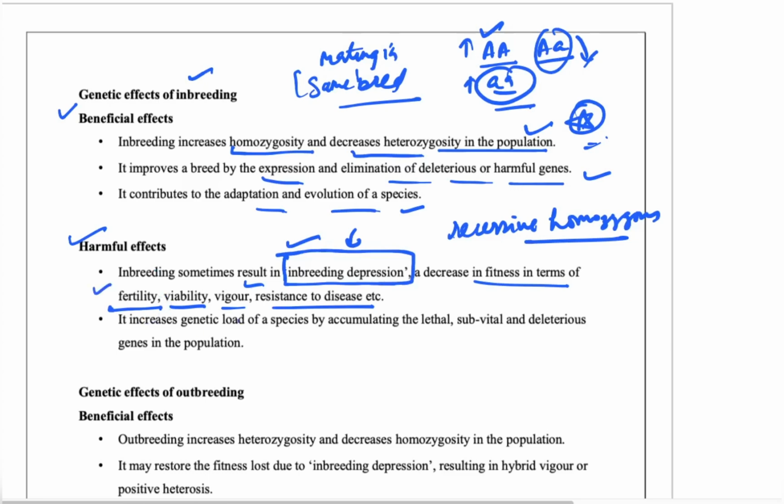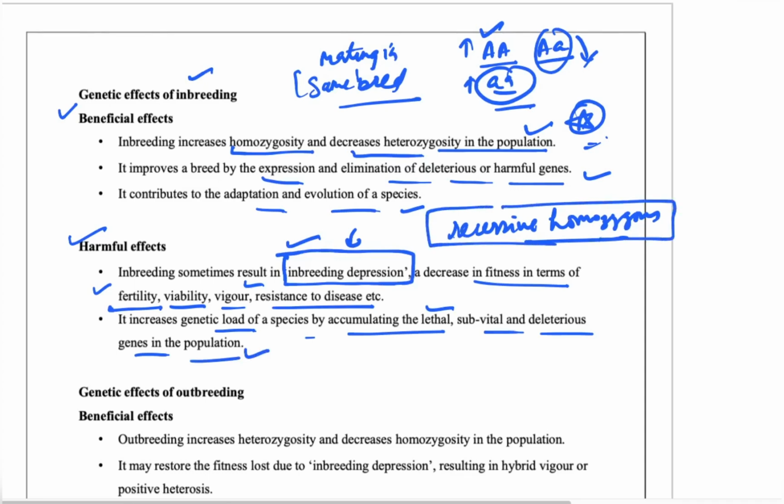Then it increases the genetic load of a species by accumulating the lethal, subvital and deleterious genes in a population. Again, the effect of recessive homozygousness will increase with inbreeding, and that will increase the genetic load. So inbreeding is not a very good method of animal breeding if you are not looking for the homozygosity, or basically preserving a special character of a particular breed, right?